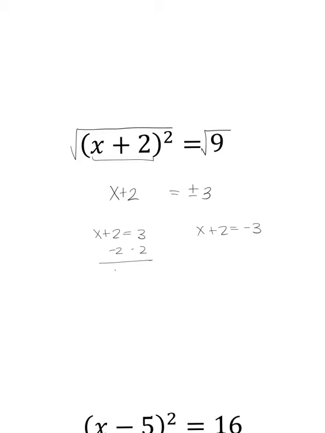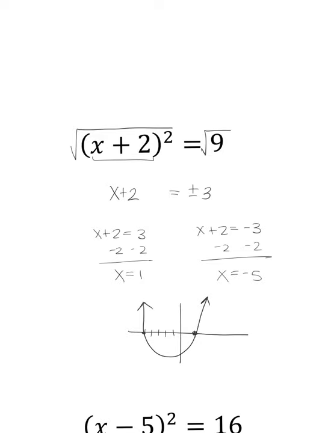Subtracting 2 from both sides, x could equal 1. Subtracting 2 from both sides, x could equal -5. My parabola would have x-intercepts or zeros at 1 and at -5. Again, it would be opening upward because my a term is positive.